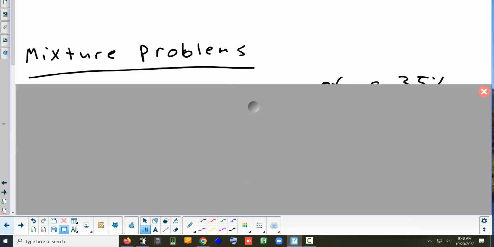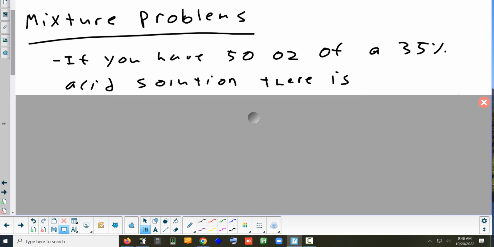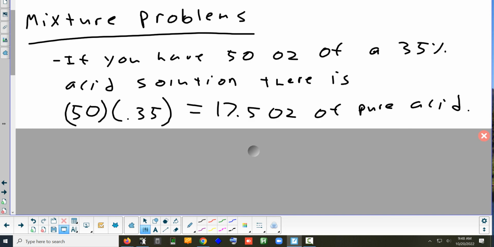Alright, so this is the last one. Took a little longer on that other one than I thought we would, but that's okay. So we're going to look at a mixture problem. We've done mixture problems before. Mixture problems we did before were harder. They involved a system. This is going to be simpler.